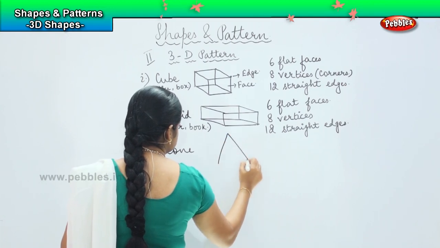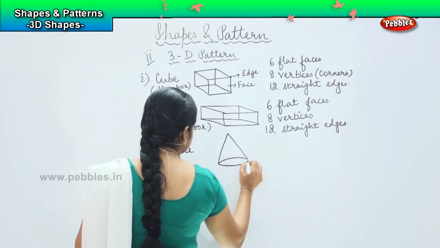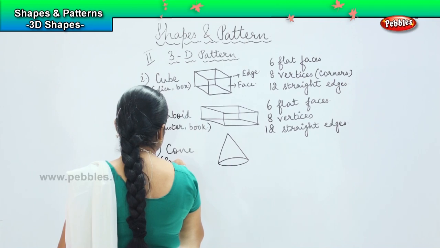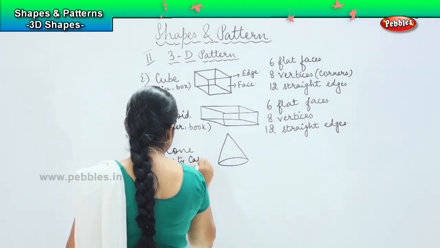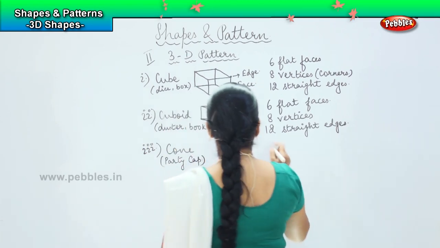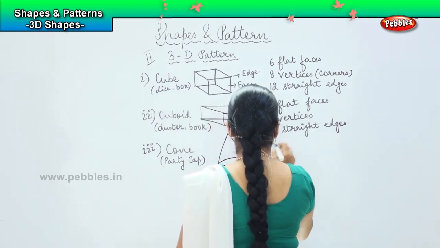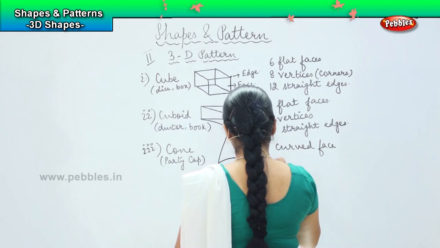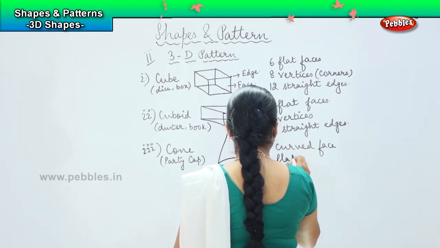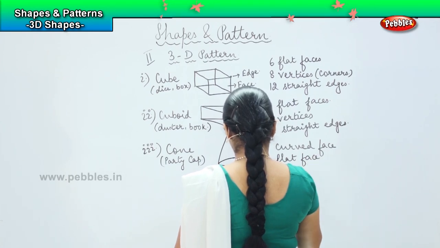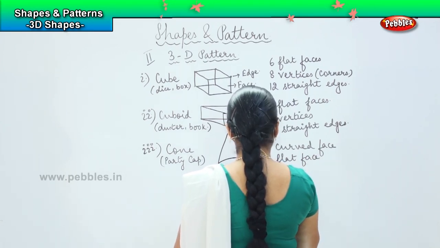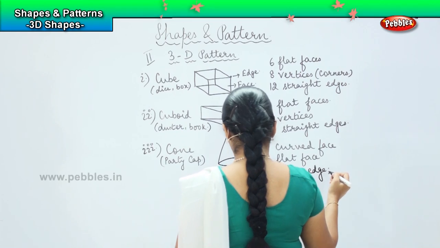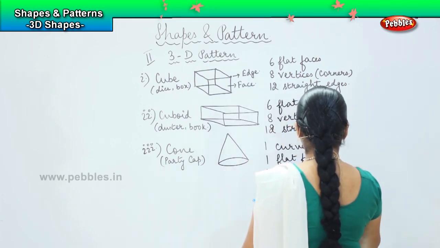Okay, so this is a cone. And what is a cone, children? What can be the example of a cone? I can say a party cap. Right? So the features of the cone state that it has got one curved face and one flat face. It has got one curved edge and one vertex.